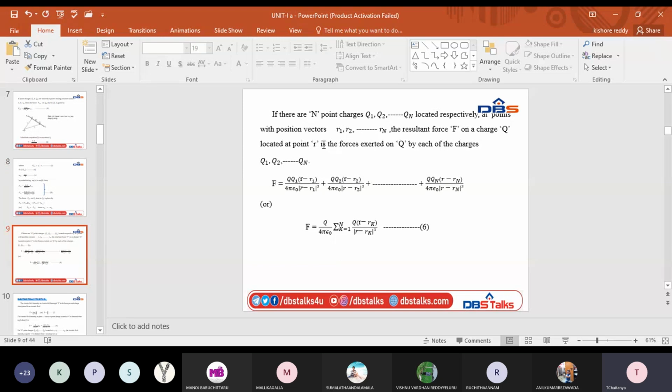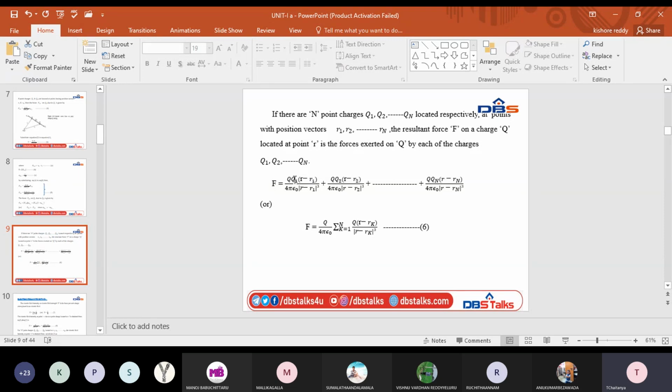And here, if there are n point charges, then how do we recover the force? What is the formula to recognize the force on n number of charges? So that is the force on a charge Q. The force F is equal to Q1, where Q is charge 1 and Q1 is charge 2. Sorry, charge 2. The distance between the two charges is R minus R1.